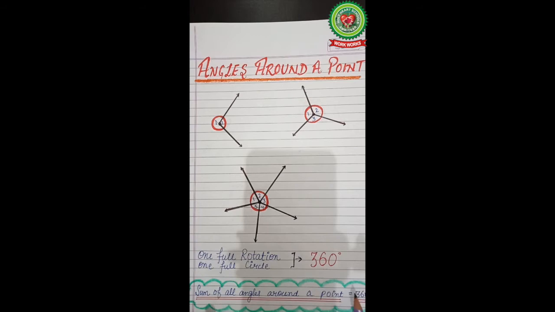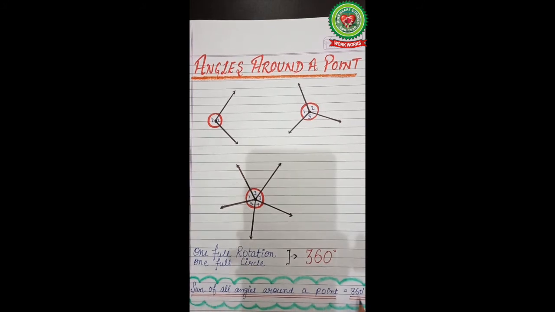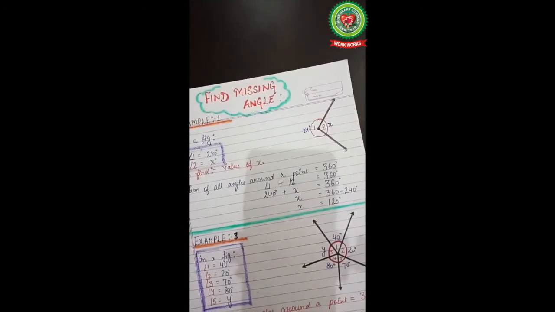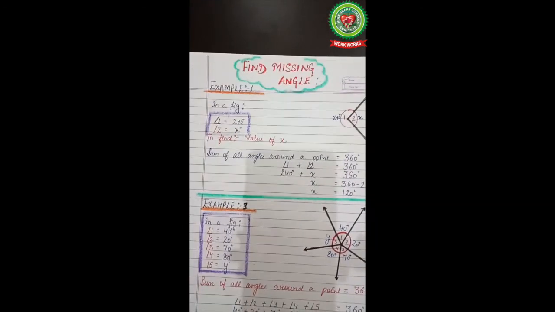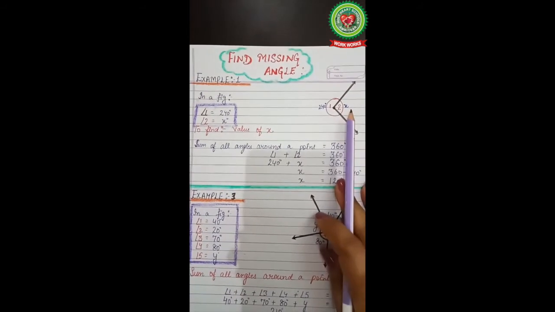So here you have the property of the sum of all angles around a point. The sum of all angles around a point is equal to 360 degrees. By the above figures, you can understand how this property is formed. So the sum of all angles around a point will always add up to 360 degrees, right? Now let's have a look at a couple of examples to see how we would go about applying this property to find the missing angles in problems such as we got here.